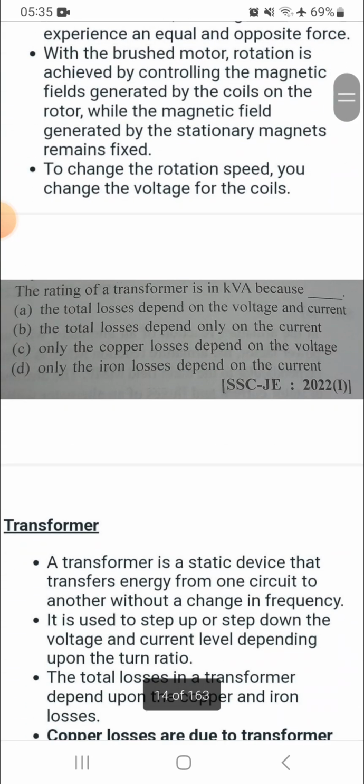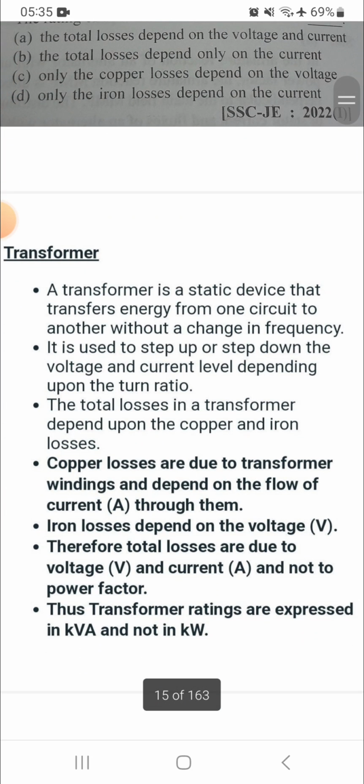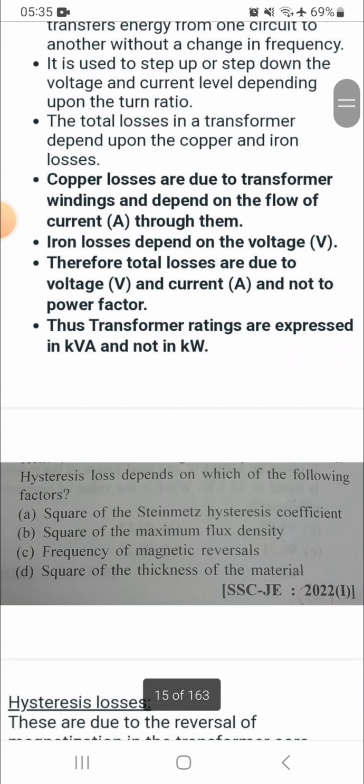Next one, the rating of a transformer is in kVA because the total loss depends on the voltage and current. The total losses depend on the voltage and current, that is, a transformer is a static device that transfers the energy from one circuit to another without change of the frequency. Voltage changes.